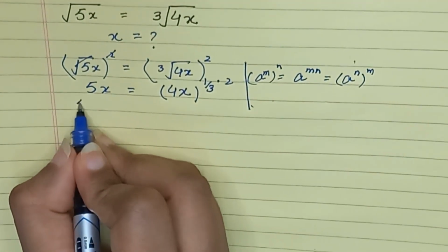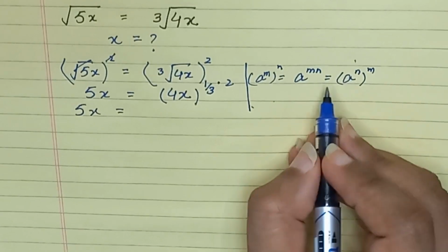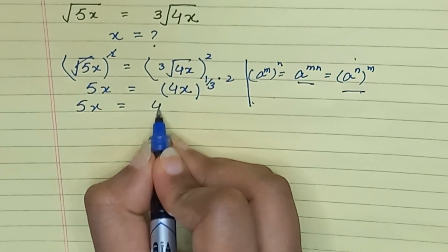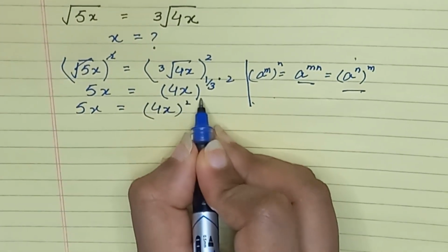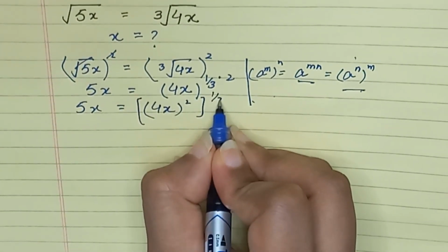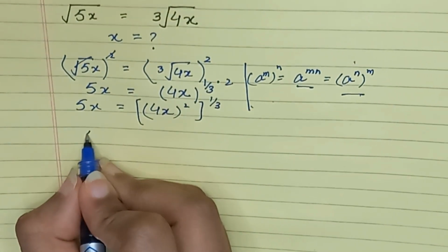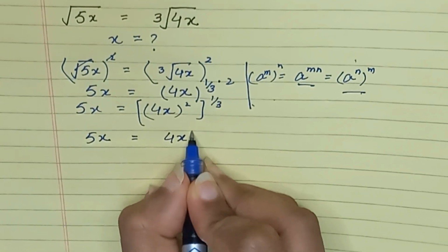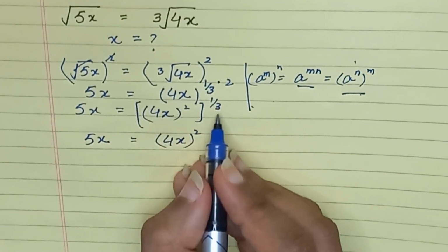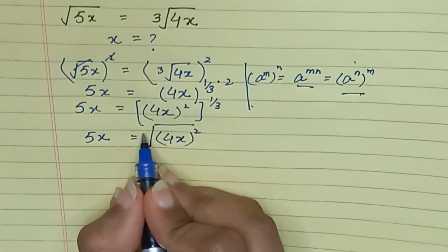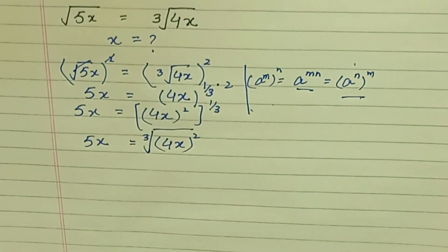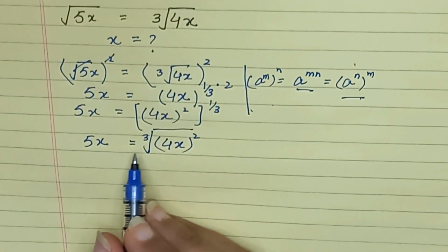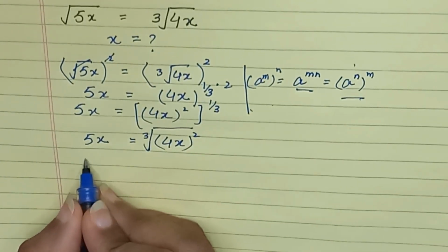So 5x is equal to, we will convert this form into this form, so it will become 4x square and its whole power 1 divided by 3. So it will become 5x which is equal to 4x square, and we will again write it as cube root. Now we will take cube on both sides to remove this cube root.